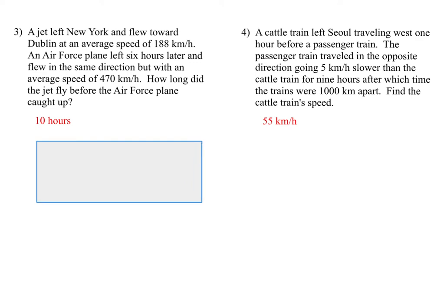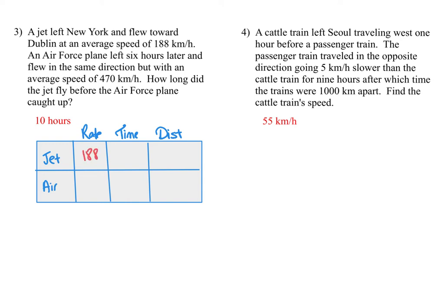So you're going to do your chart. Every time you're going to want to do probably a chart to get an idea of what's going on. You have two different things here. You have a jet and you have the Air Force, okay? We're going to fill in their rate, their time, and their distance, all right? Rate. They give us the rate. They hand it to us. How fast was the jet going? 188. What about the Air Force? He was zipping along, right?